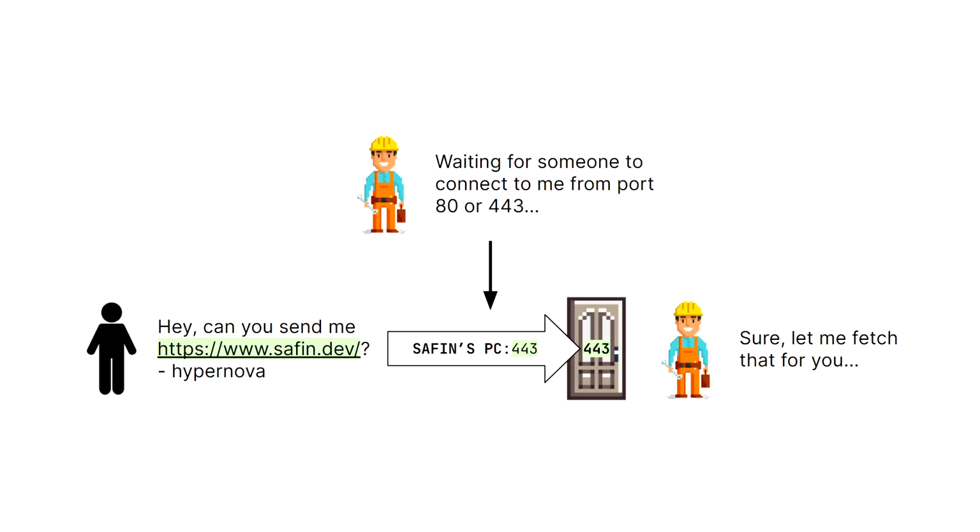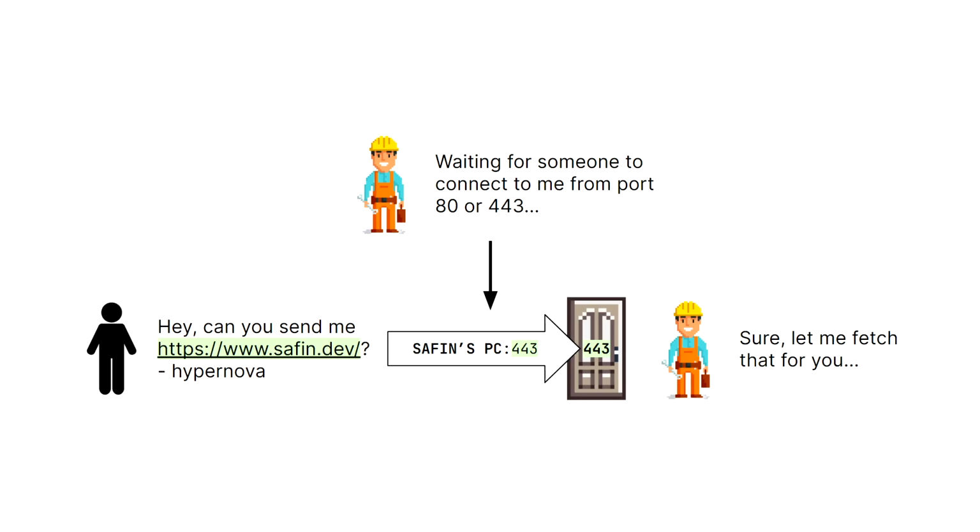Now, the user's computer will turn safin.dev, this link right here, into a bunch of numbers that uniquely identify my computer on the internet, but I've just replaced that with Safin's PC to reduce some complexity. So let's just say he knows how to get to me. Next, it specifies the port that they want to access because they assume it'll give them some valid content. So they assume that if they knock on port 443 on my PC, I'll probably give them some sort of actual response.